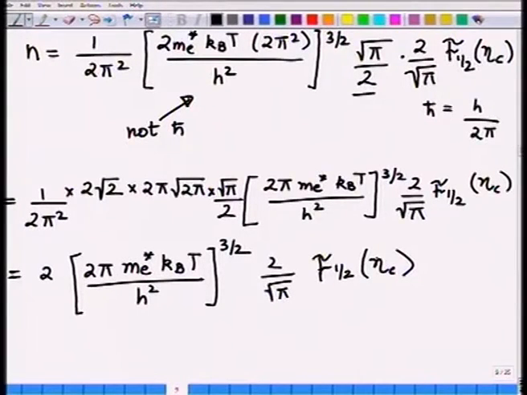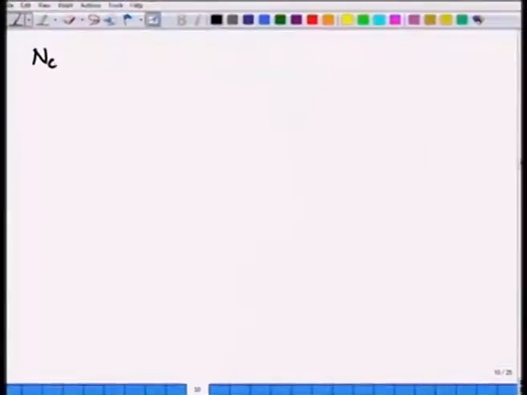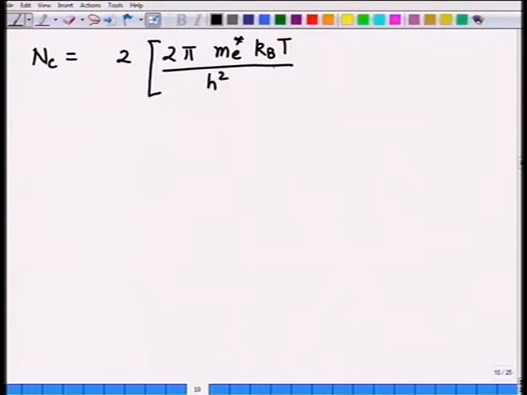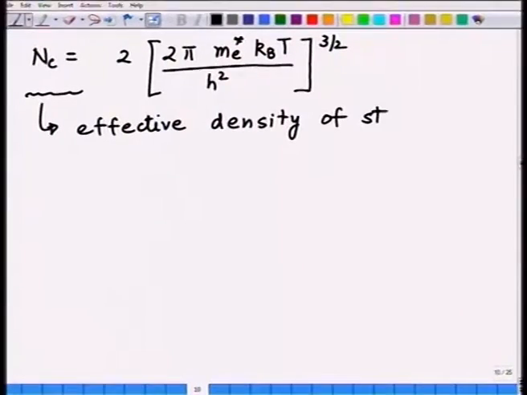So, this is what n is equal to now, this is our governing expression. Now, what I am going to do is, I am going to define this quantity, I am going to write this quantity as N_C times 2 by root pi F, or Fermi Dirac function eta c, where of course N_C is equal to 2 into 2 pi m_e star k b T by h square to power 3 by 2, and this quantity is called effective density of states in conduction band.